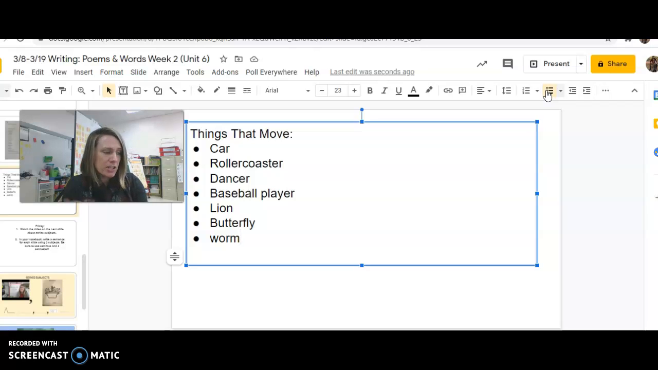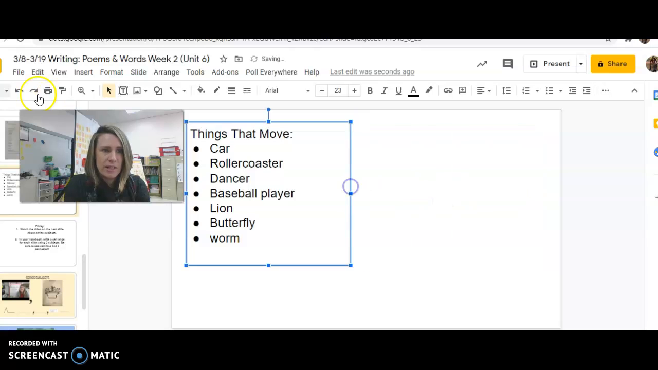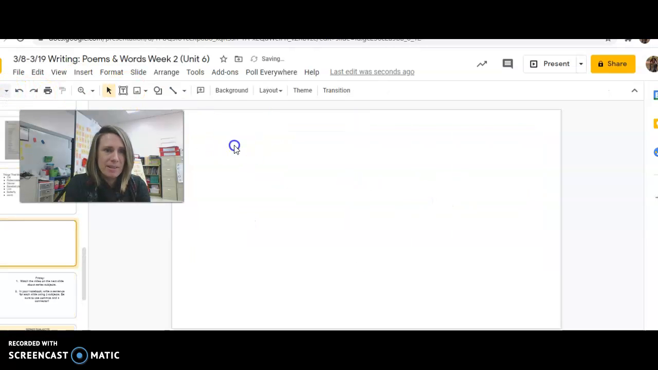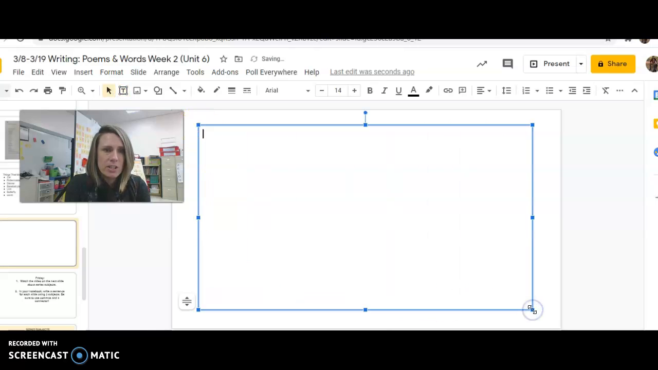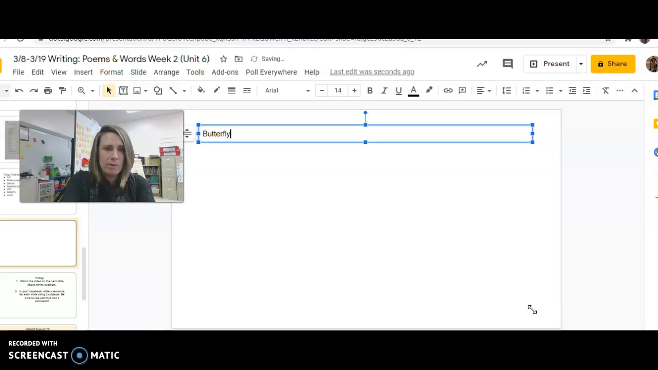So we're going to pick one to write about together, and then you're going to be writing a poem on your own. So let's see. Which one should we write about together? Maybe a butterfly? All right. So let's go ahead and get our notebooks out. I'm going to pretend this is my notebook. And I'm going to write the title at the top. It's about a butterfly.